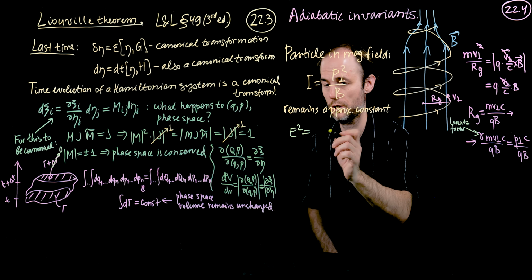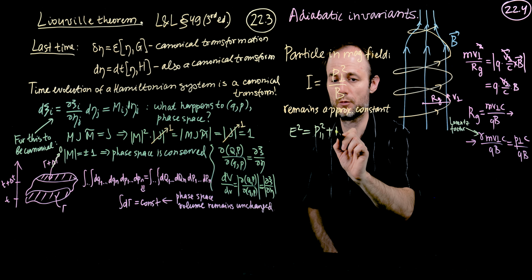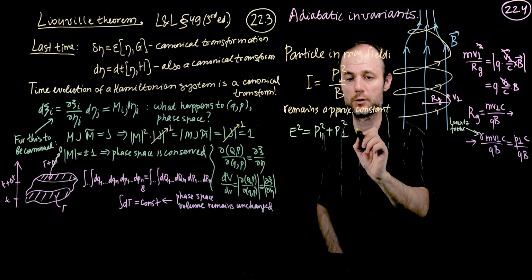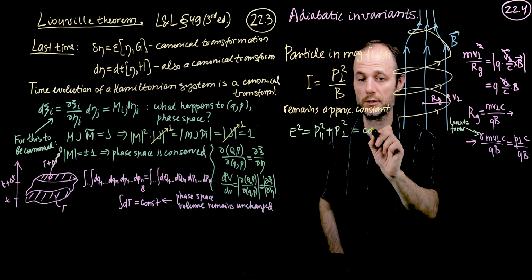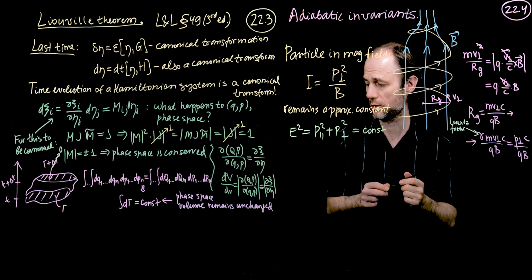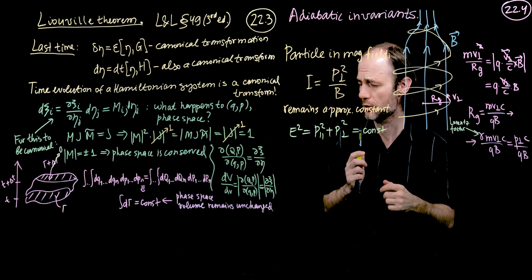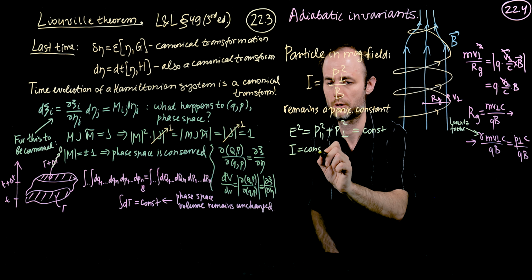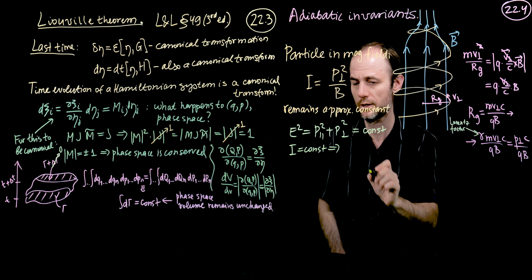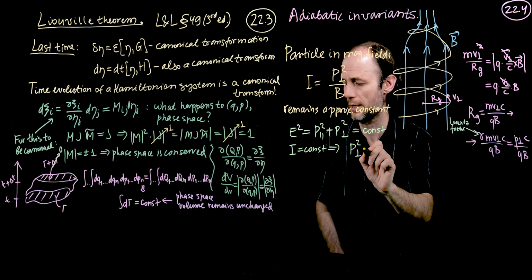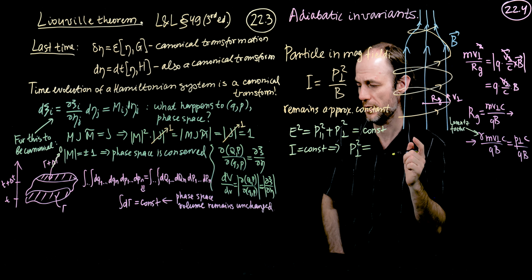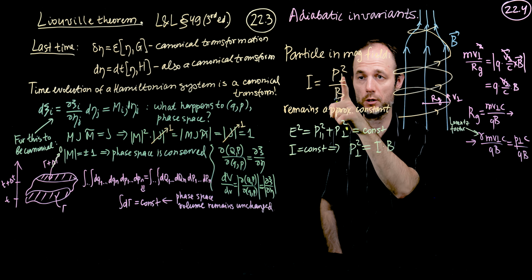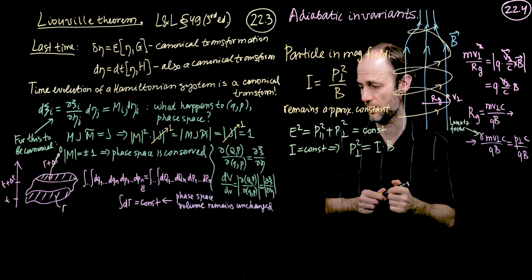The square of the energy will be the sum of the parallel and perpendicular momenta of the particles, and that is essentially constant. So if I is a constant, then P perpendicular squared is going to be equal to I times B.